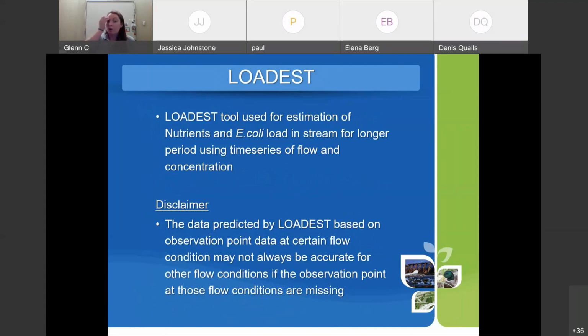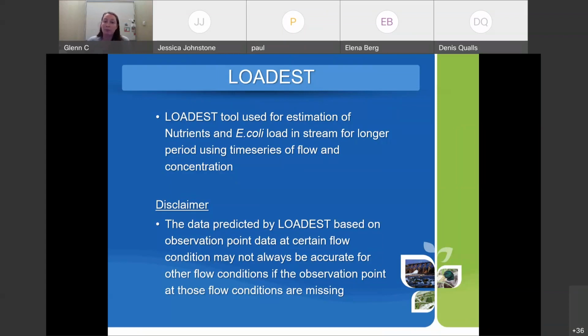So just so y'all know, LOADEST was utilized in this. This is a program and standard practice used by the USGS to analyze the available observed data sets, adding them with the daily stream flow data to estimate the load. We don't go out there and observe the data for every hour of the day.